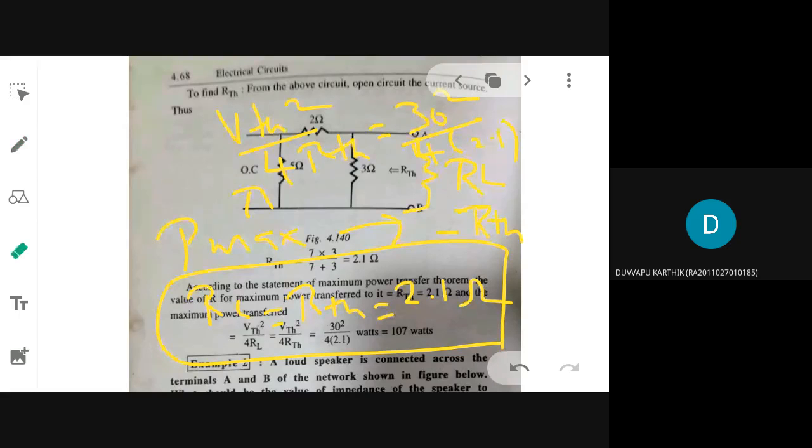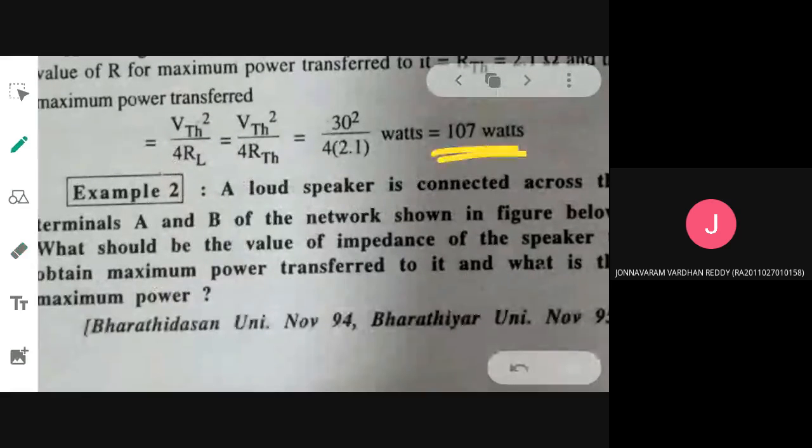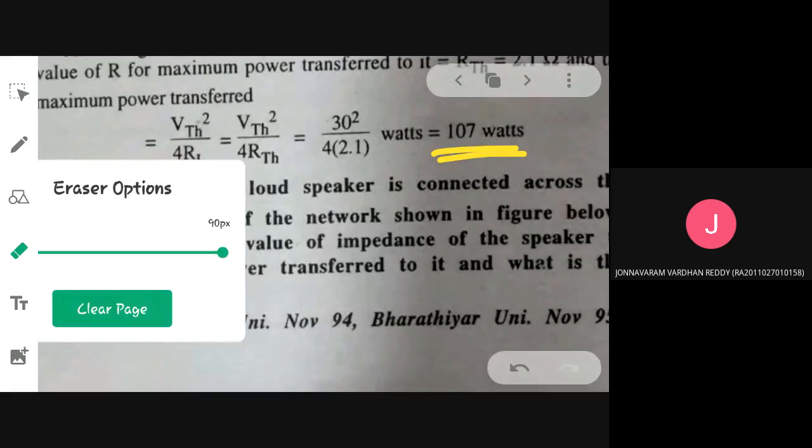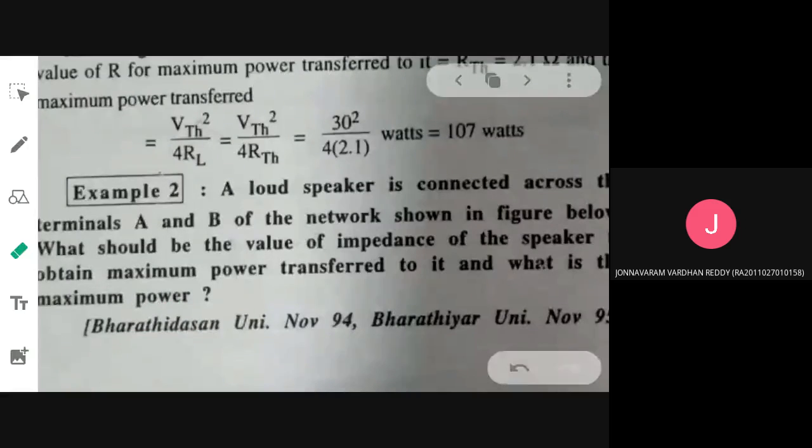Okay, this is how we will solve circuits. By what is the name of the theorem? Maximum power transfer theorem. You have got the answer. Okay. One more problem we'll solve, after that we'll end up the class.